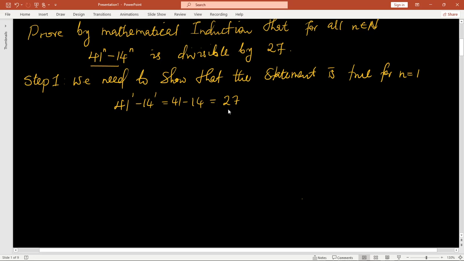Now, if we look at this 27, are we able to divide it by 27 and it gives us an answer without a remainder? The answer is yes. So meaning that this is true for n equal to 1. Then we go to step number 2, which is the inductive hypothesis.